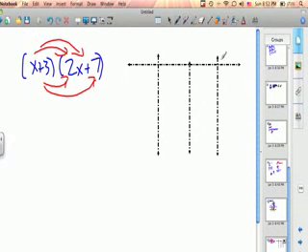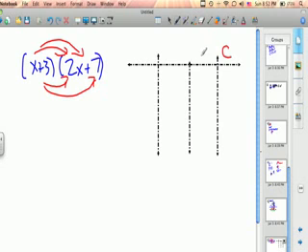Now, it's going to be a little bit different, but watch how I do this. I'm going to start on the far right side. I'm going to write the letter C, and the letter C stands for constant or number.